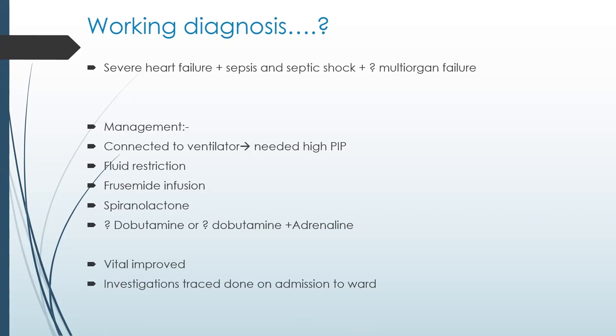Investigations done on admission in the ward were normal, other than hemoglobin, which was 7. So a blood transfusion was needed. Why is it 7? Maybe because of dilution and because of chronic disease. Already for the last 3 months, the child has had VSD, ASD, and several hospital admissions. So we gave blood also.